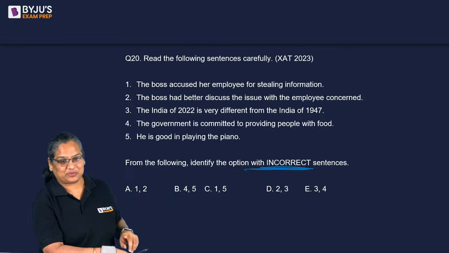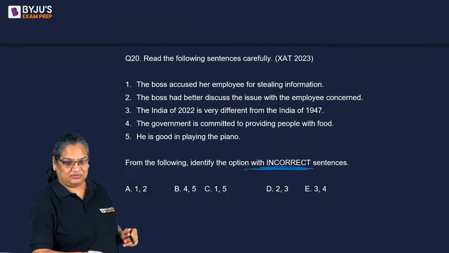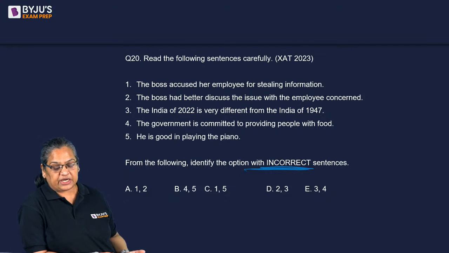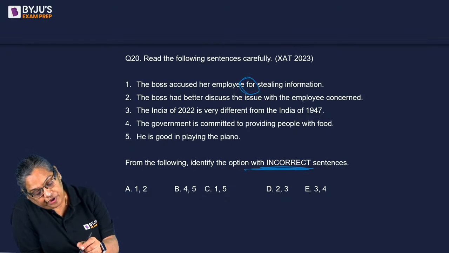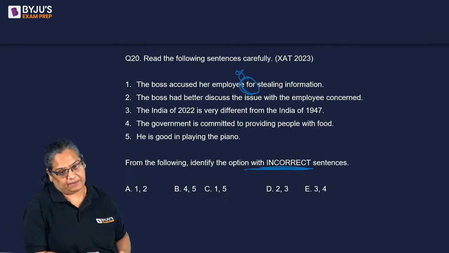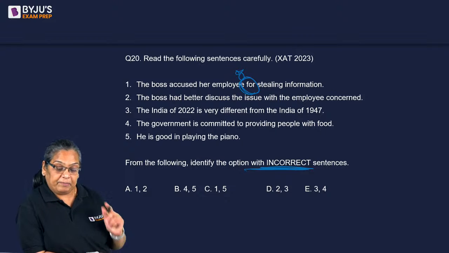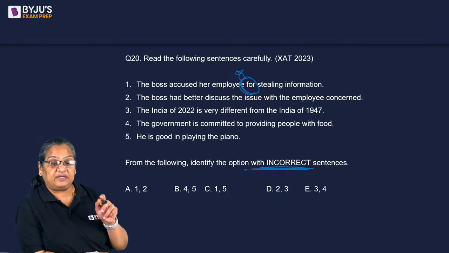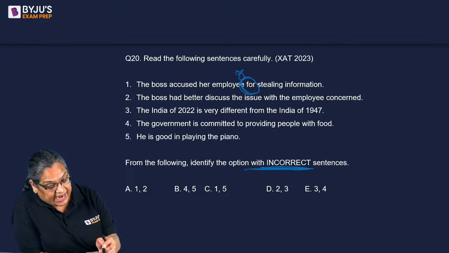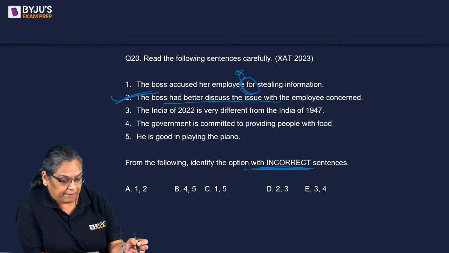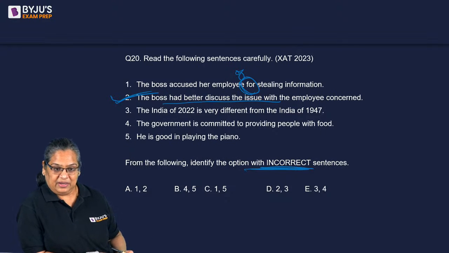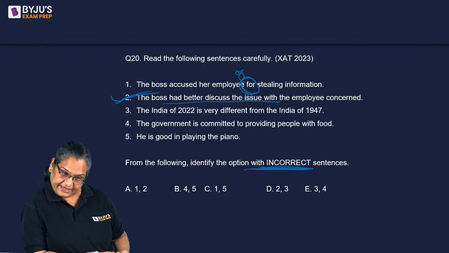Okay, let's look at the first one. I think I understand where Dipanshu was confused. The boss accused, you accuse somebody of some crime, you're punished for stealing. Alright? The boss had better, you'd better discuss. So, the boss had better discuss the issue with the employee concerned is correct. Look up this option. You'd better do it. The boss had better done it is wrong.